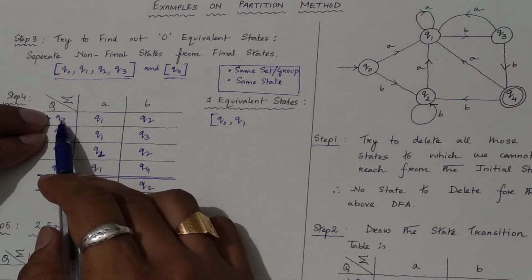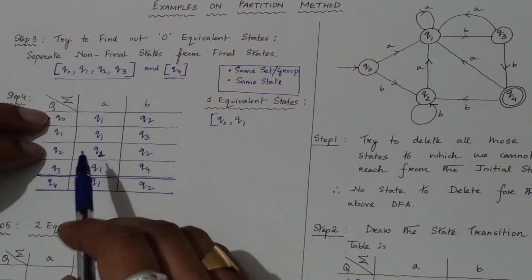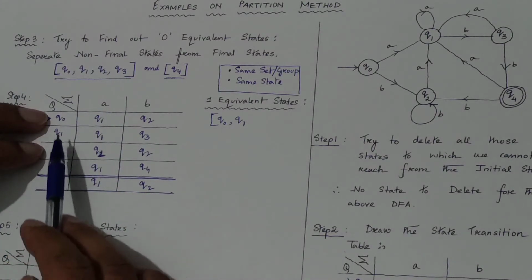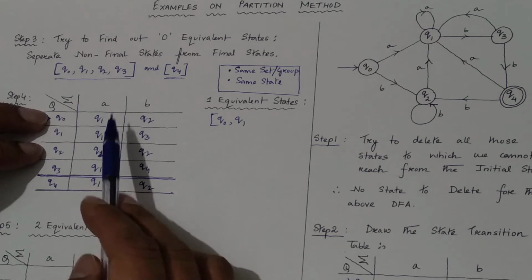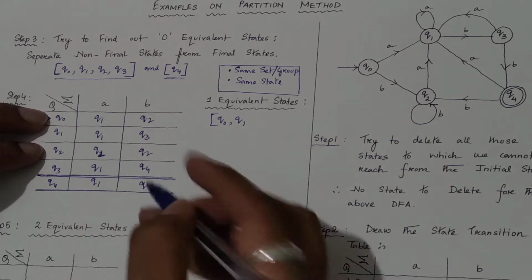Now I am done with Q0 and Q1. Now taking the initial state, I will take it with Q2. Q0 and Q2, on seeing A, go to Q1 and Q1. This is Q1.